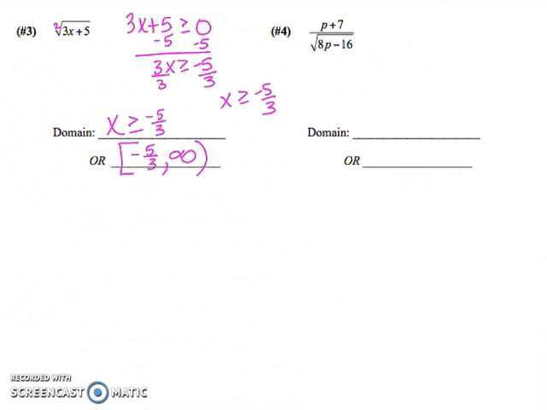Example number 4. In our numerator, we have p plus 7. That's not going to be an issue for our domain. But in the denominator, we do have an expression that we need to keep positive, right? So we could do a little bit of factoring here. Just a simple GCF underneath that radical. We could take out an 8. And then we're going to have that factor of p minus 2, right?